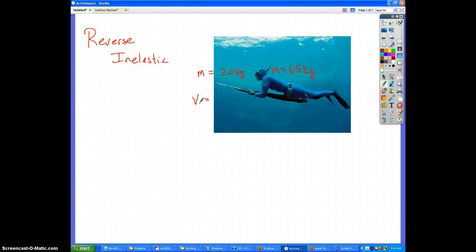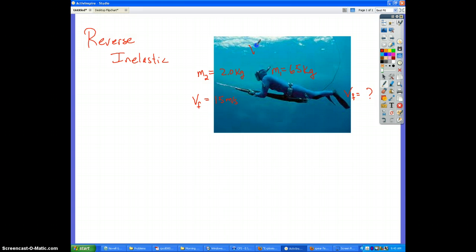So the final speed of the spear here is 15 meters per second, and they want us to find out how fast she is shot off the other way. So that is her final speed, and that's what we're looking for. What we need to do is assign numbers to each one of these values that we have. We're going to say that her mass is 65 kilograms, and we're going to give her the number 1, and the spear, anytime we talk about it, will be number 2.